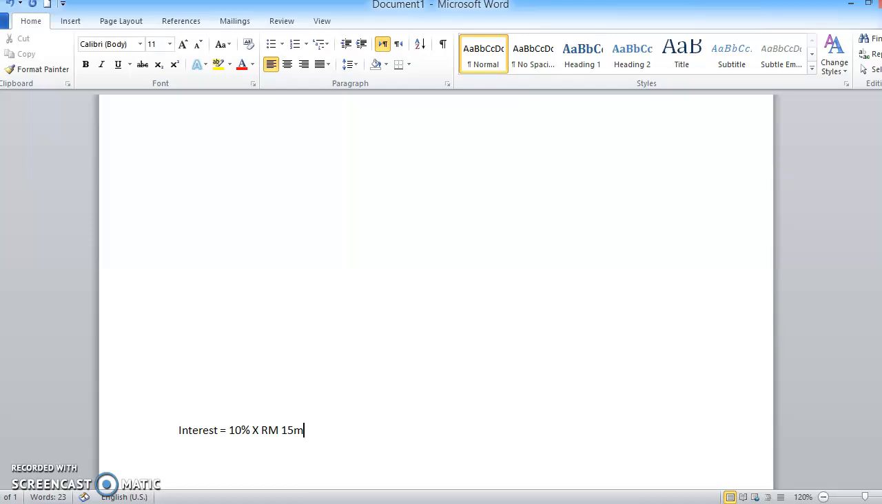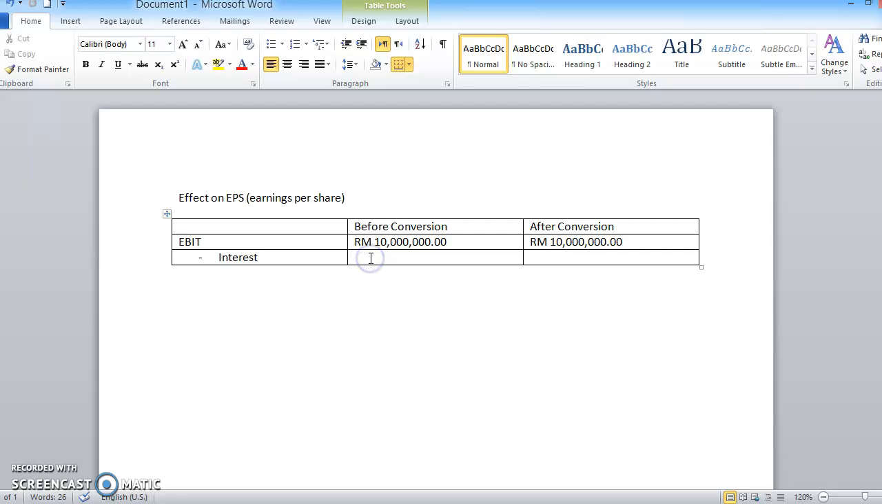So if we times 10% from RM 15 million, you will get, of course, 1.5 million or 1,500,000. So that's it. So this is the interest, 1,500,000. So I'm copying this one. Kita include dalam ni, right?